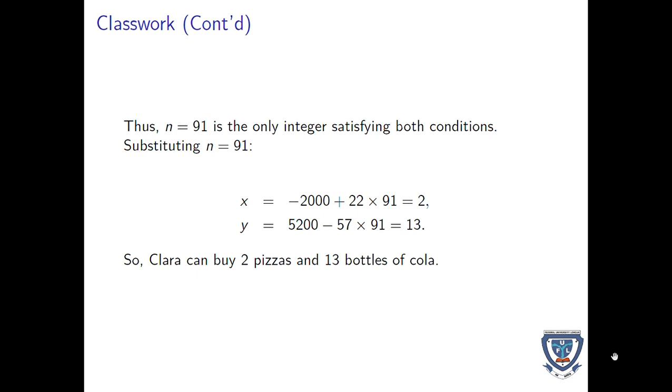Therefore, in that case, when you substitute n to be 91 in the equations above, our x will be equal to 2 and our y will be equal to 13. So Clara can buy 2 pizzas and 13 bottles of cola.